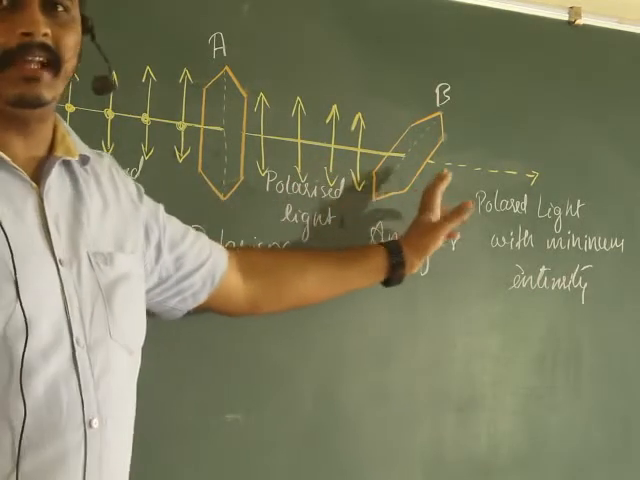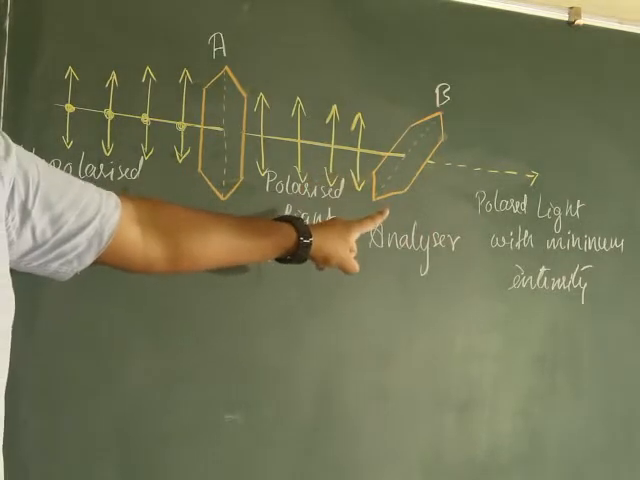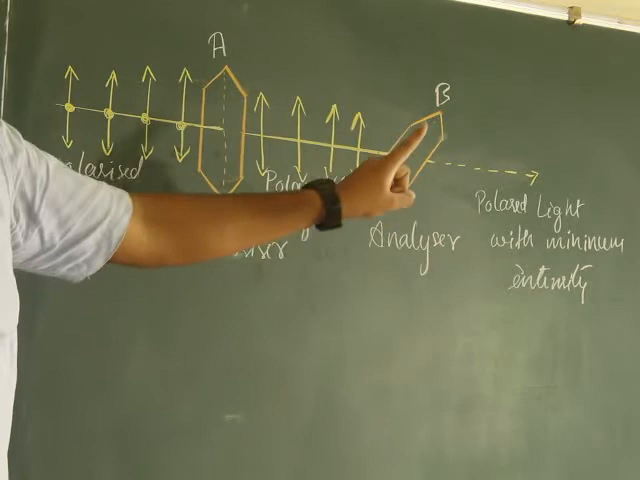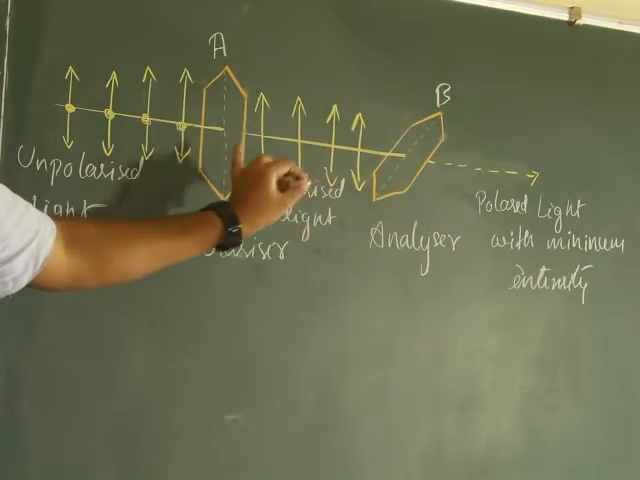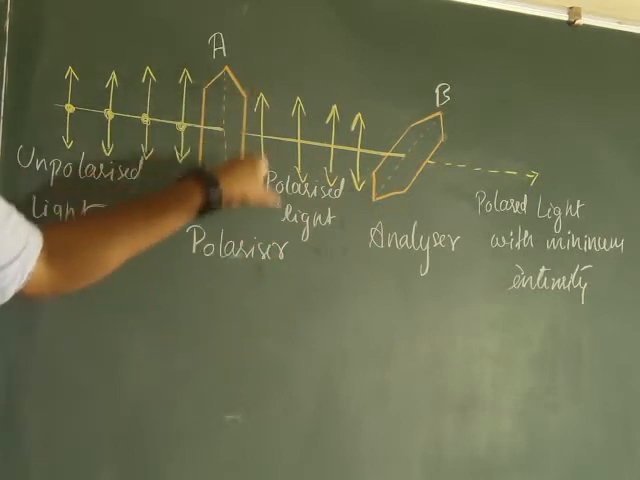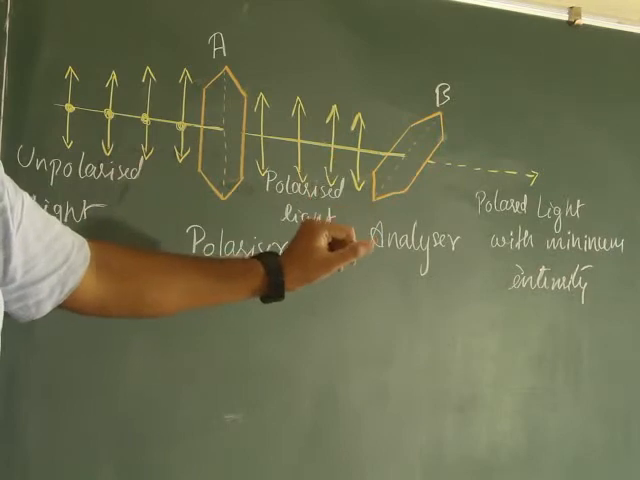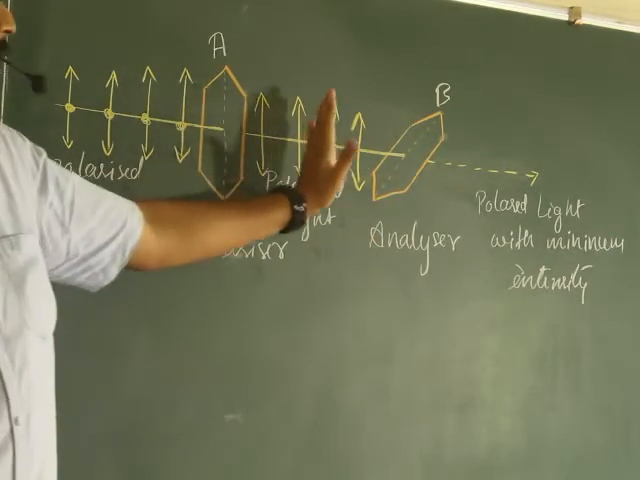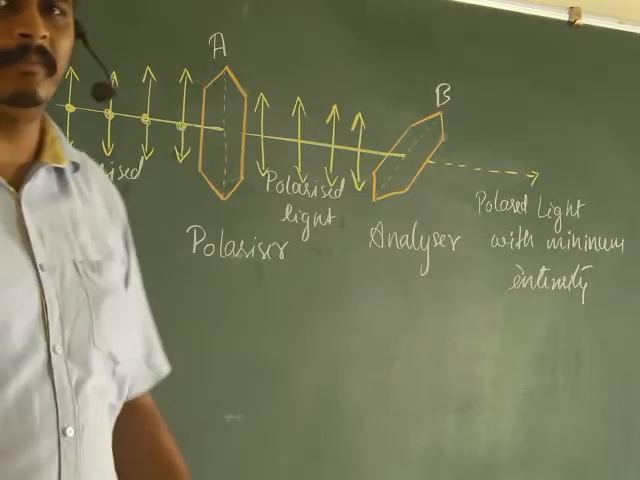Now you see here. Look at the analyzer. This analyzer does not have its axis of polarization, the axis through which vibration will pass, the same as that of the polarizer. The polarizer is placed vertically properly, but this one is not placed properly vertical. So what happens? The vertically polarized light tries to reach this B. When it reaches B, what does it find? Imagine, see how easily imaginable it is.